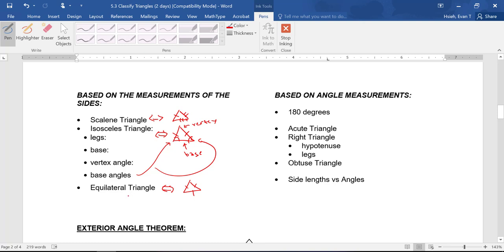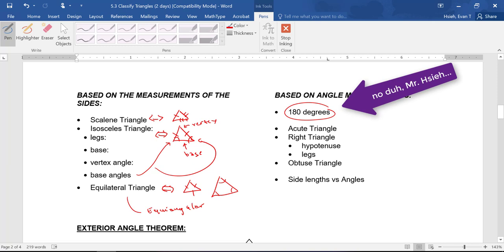An equilateral triangle is also what we call equiangular. So all the angles are actually congruent to each other also, 60 degrees. Okay, and we know that they're 60 degrees because the three angles of a triangle add up to 180 degrees. I think you all knew that.